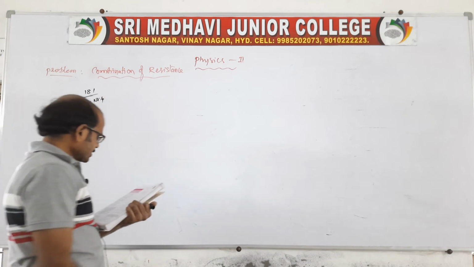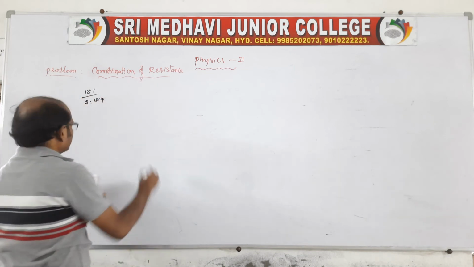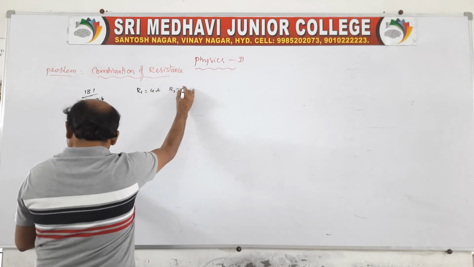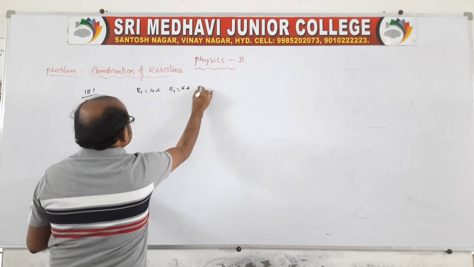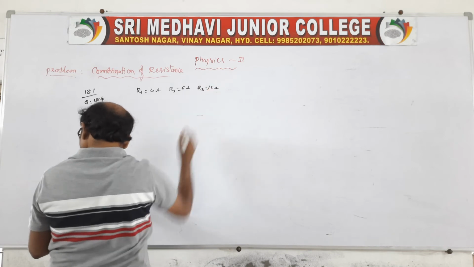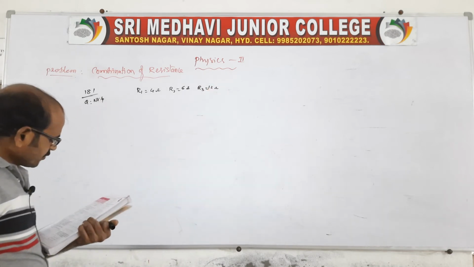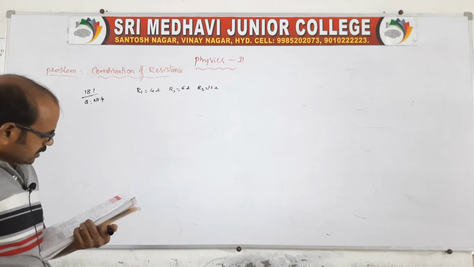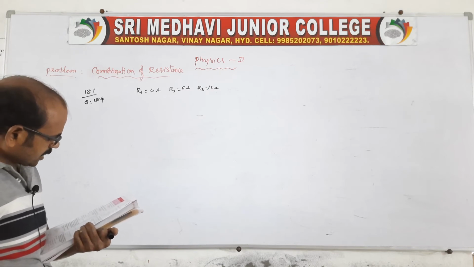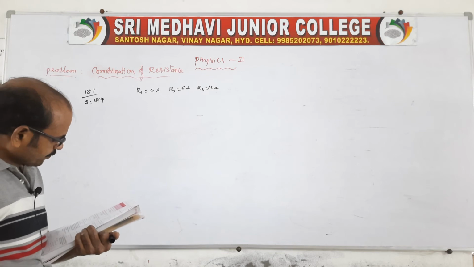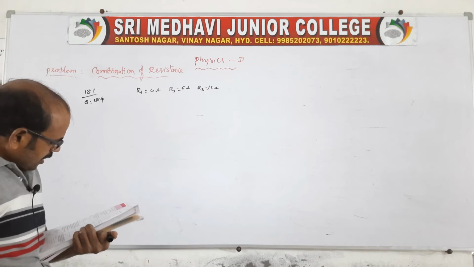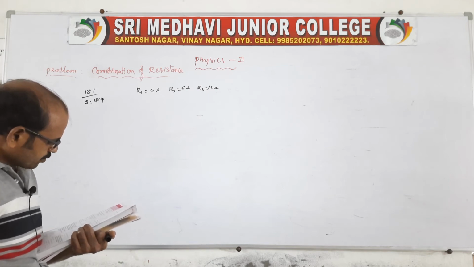So 3 resistors, 4 ohm, 6 ohm and 12 ohm. R1, 4 ohm, R2, 6 ohm, R3, 12 ohm are connected in parallel. The combination of above resistors is connected in series to a resistance of 2 ohm and then a battery of 6 volt. Draw the circuit diagram and calculate the current in the main circuit, the current flowing through each resistor in parallel, and the potential difference and the power used by the 2 ohm resistor.